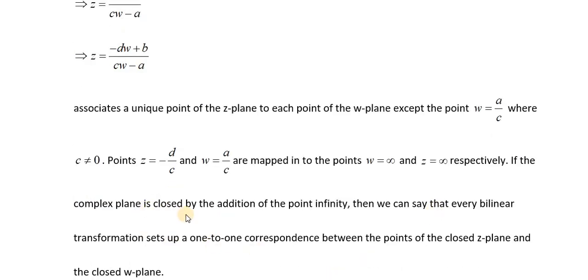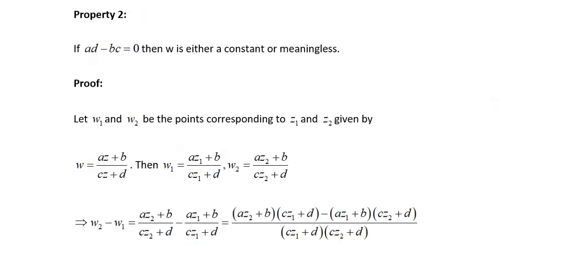If the complex plane is closed by the addition of the point infinity, then we can say that every bilinear transformation sets up a one-to-one correspondence between the points of the closed Z plane and the closed W plane. So property 1 is proved. Property 2: if AD minus BC equal to 0, then W is either a constant or meaningless. W means (AZ plus B) by (CZ plus D).